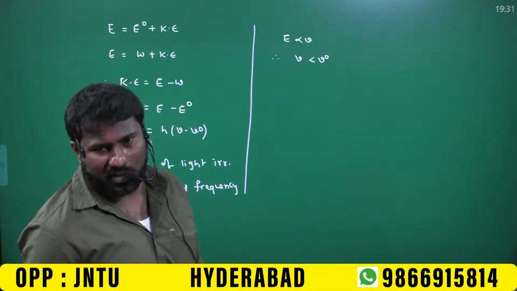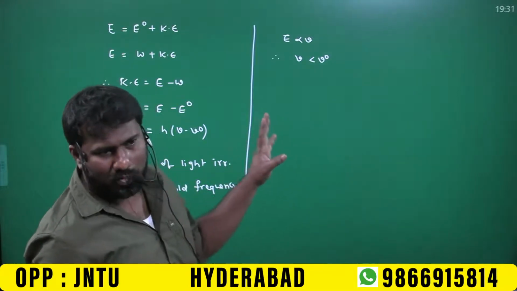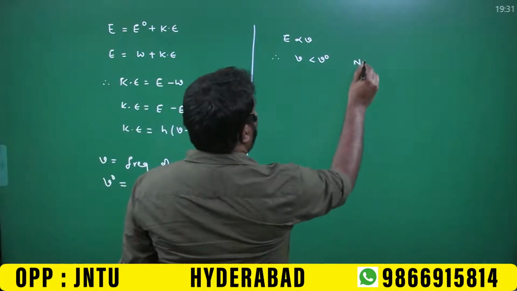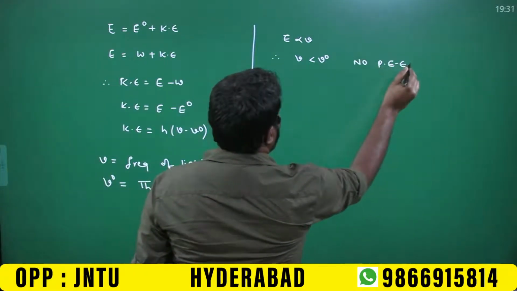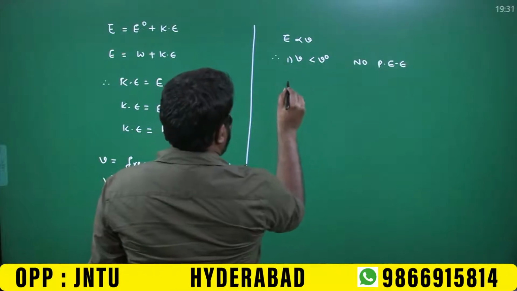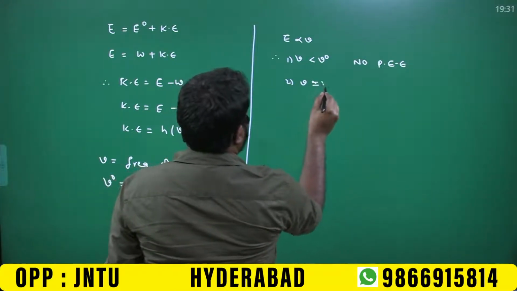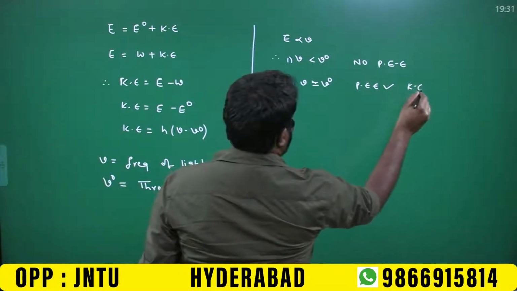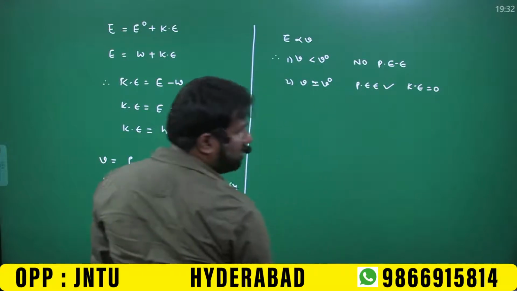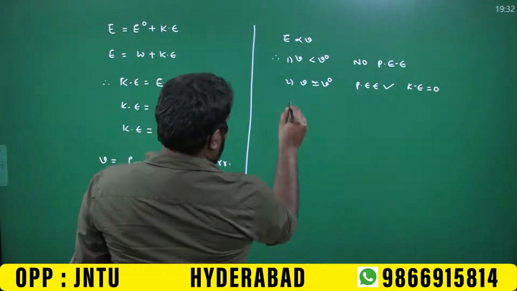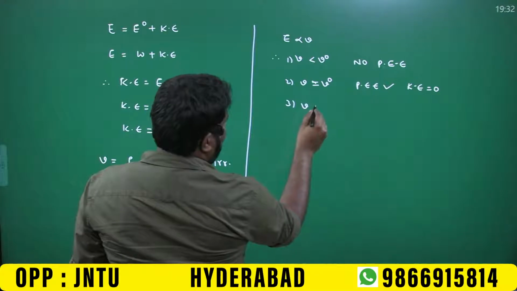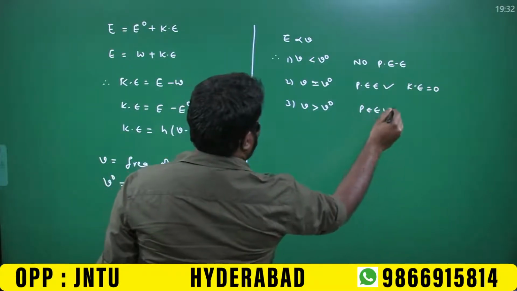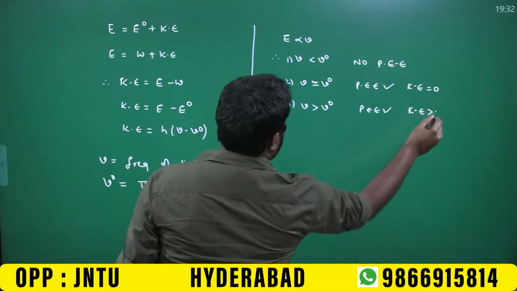If nu is less than nu naught, no photoelectric effect. If nu is equal to nu naught, photoelectric effect is observed, but kinetic energy of the electron is 0. Third case, if nu is greater than nu naught, photoelectric effect is observed and kinetic energy is greater than 0. There is some value.